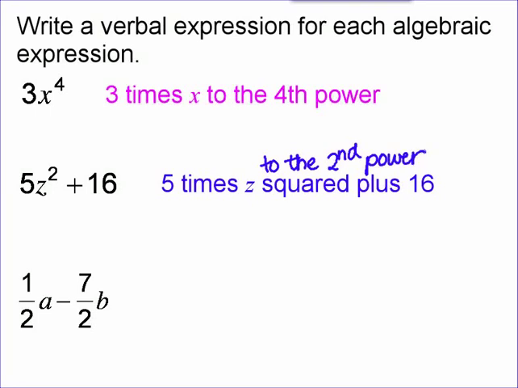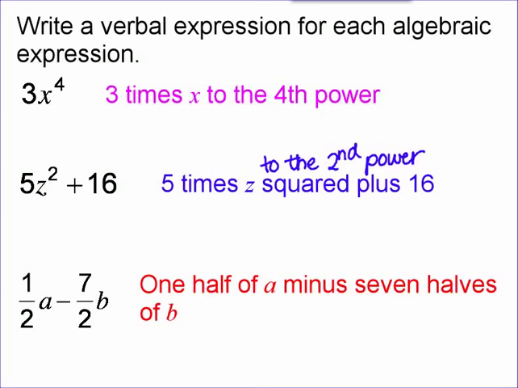The very bottom one. Somebody tell me what that's going to be? 1/2 times a minus 7 over 2 times b. Oh, 1/2 of a minus 7/2 of b. That would work. Or what I could do is change the of to times. So 1/2 times a minus 7/2 times b.